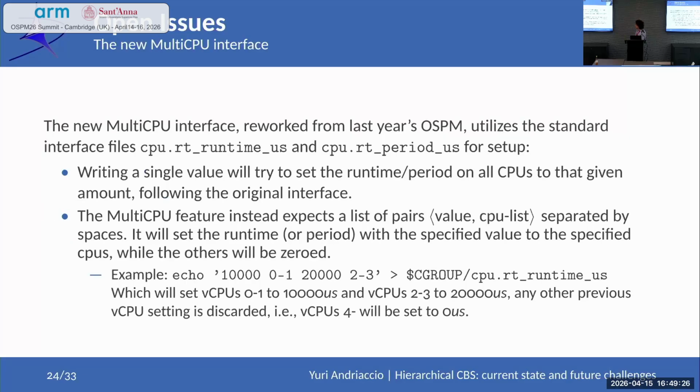What else is missing? Okay, I've reworked the multi-CPU interface, and let's see if it makes sense. Basically, last year there was another file, and instead this time there is a single value for runtime and period, which is the standard, or you can supply a list of pairs of value and CPU list, where value can be either runtime or period, and the others will be set to 0 by default. Are there other multi-value files in CPU sets? Because I don't object to this, but Tejun might have an opinion. I need to check, but. Okay.